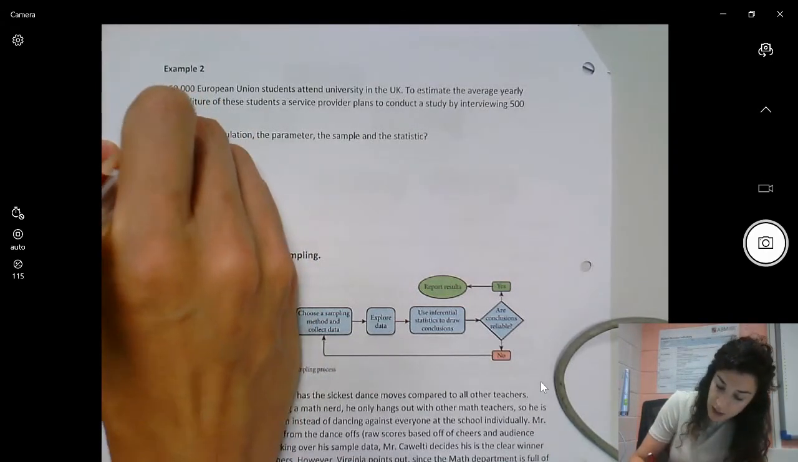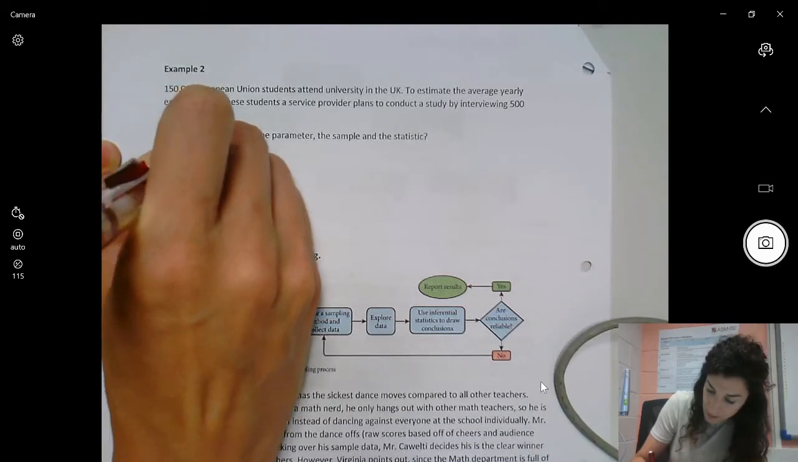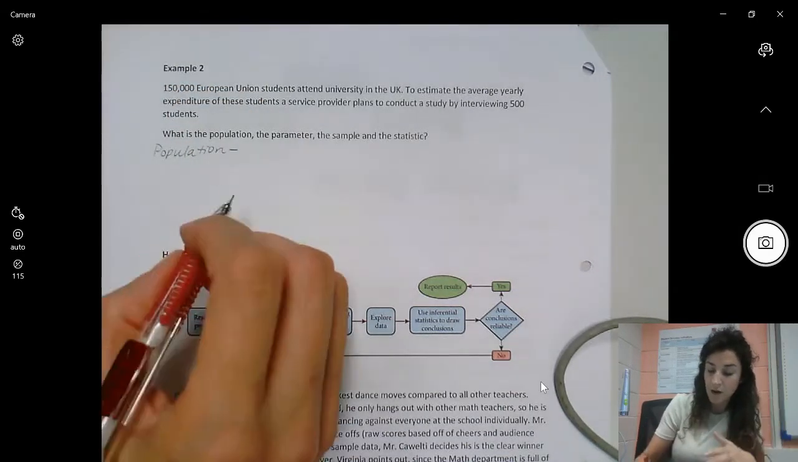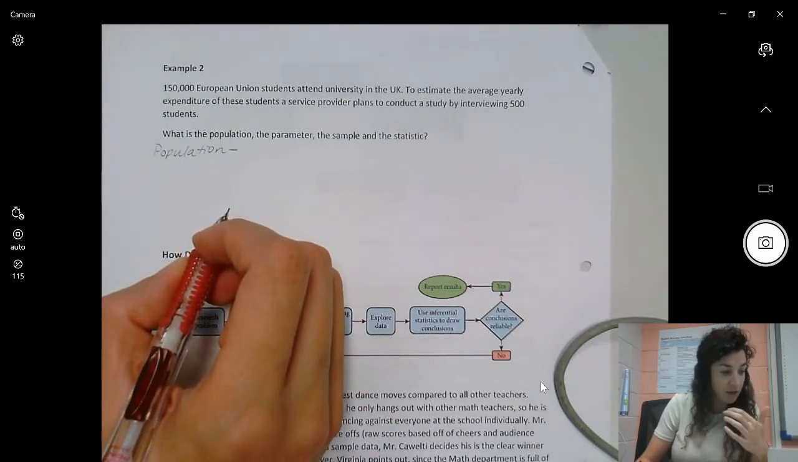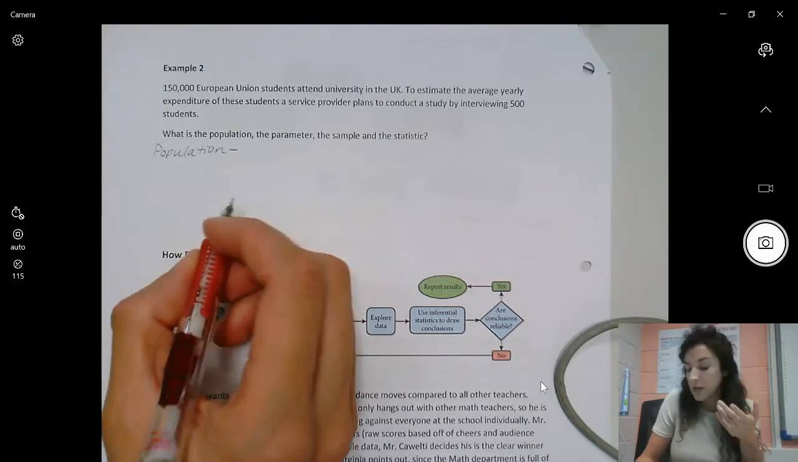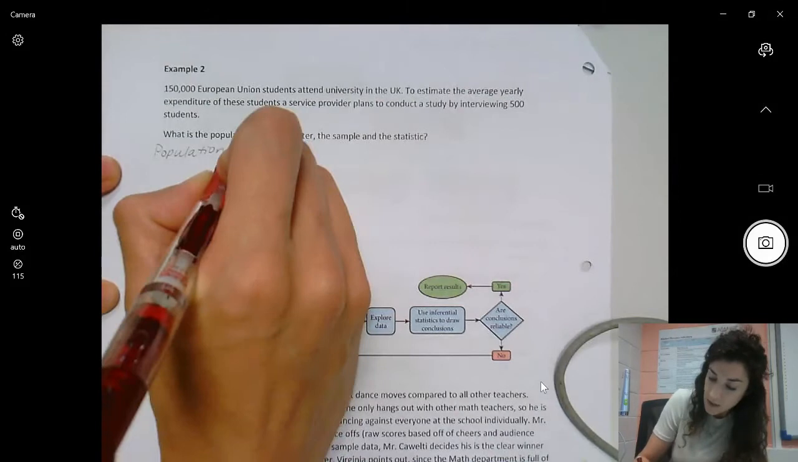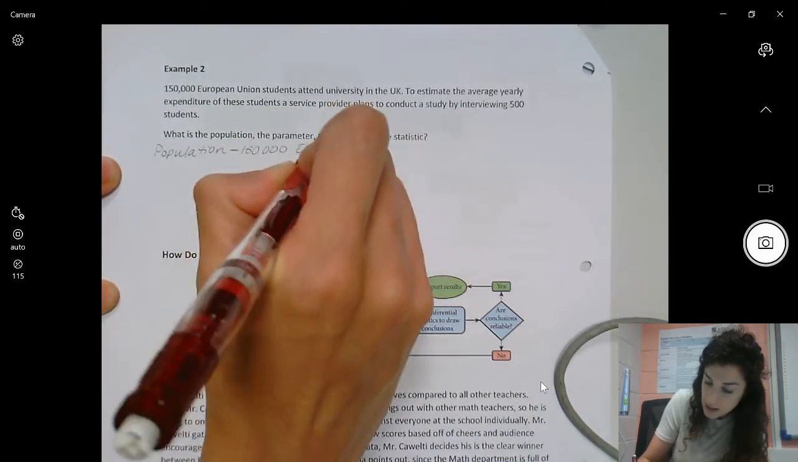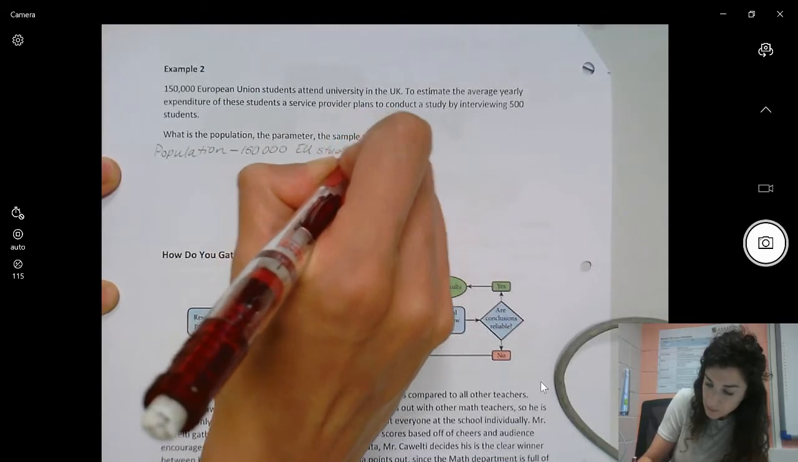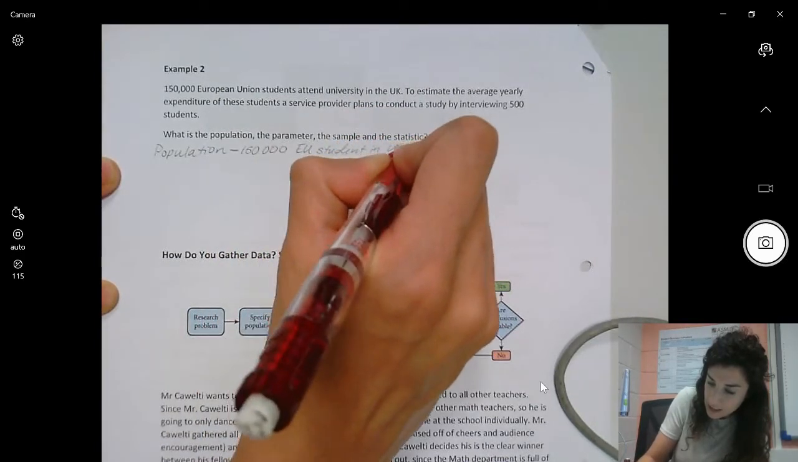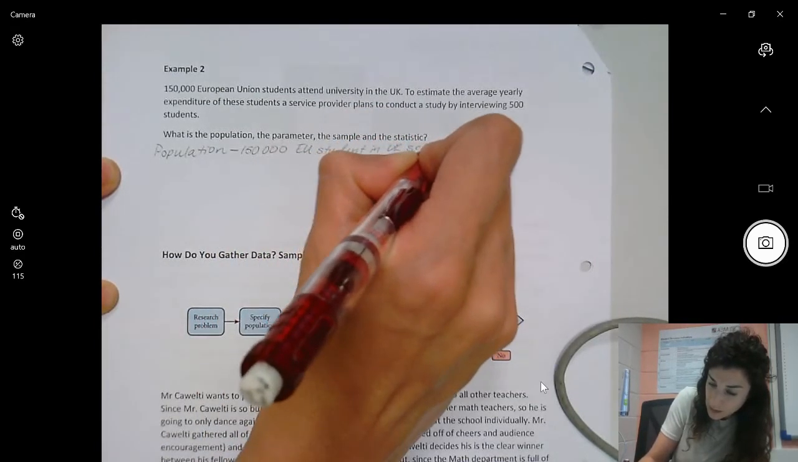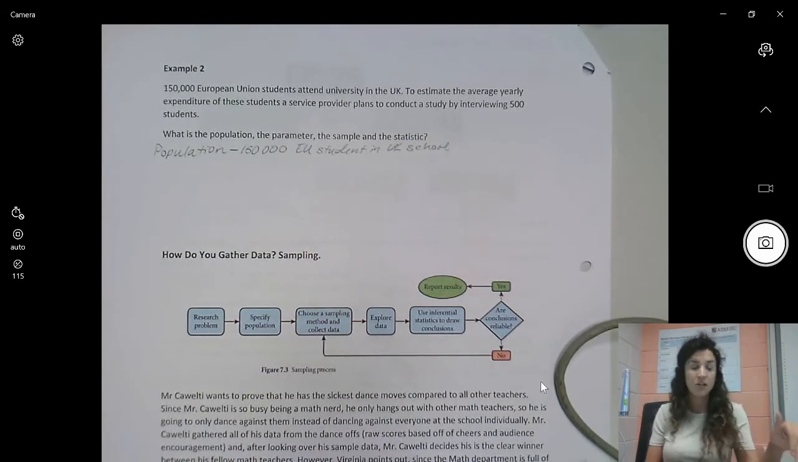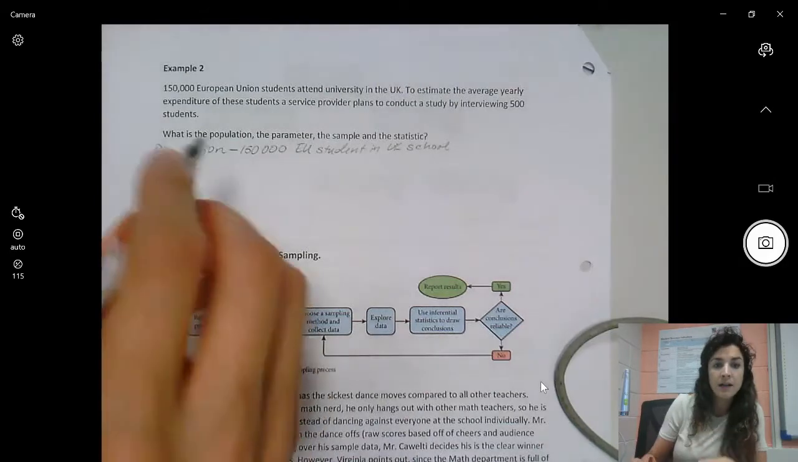So the population is the original complete picture of all of the elements, all of the people to be studied. So in this case, it is 150,000 EU students in a UK school. So that's the entire population, but we're not going to interview all 150,000 students.